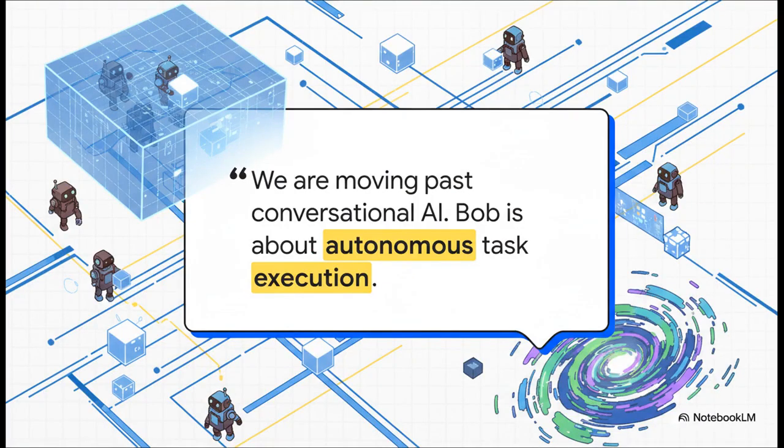Actually, there's a brilliant quote from IBM CEO Arvind Krishna from 2026 that perfectly hits the nail on the head regarding this paradigm shift. He said, "We are moving past conversational AI. Bob is about autonomous system-to-system task execution." That perfectly anchors what we're exploring today.